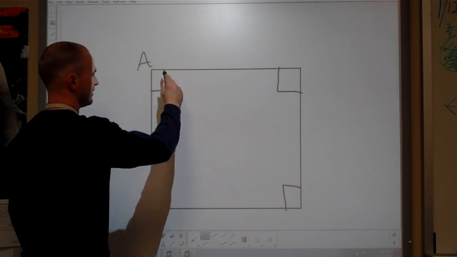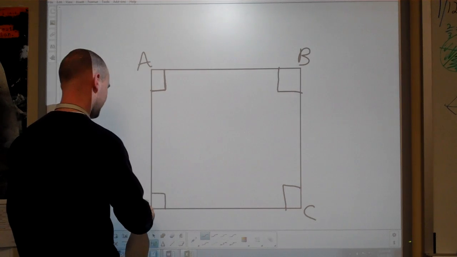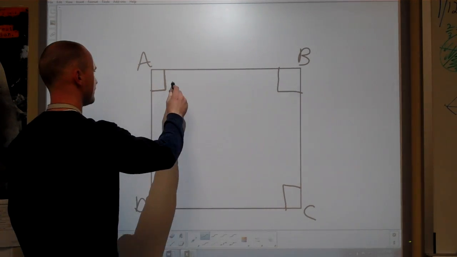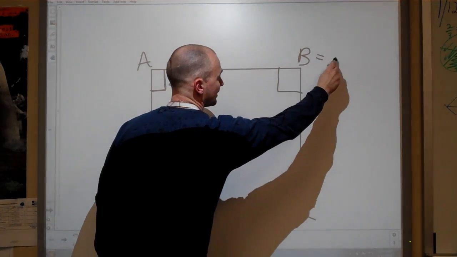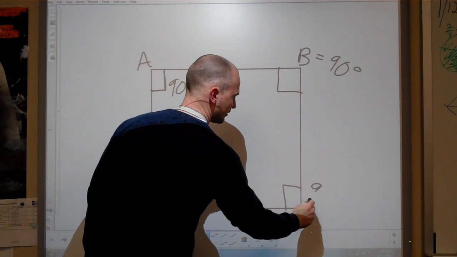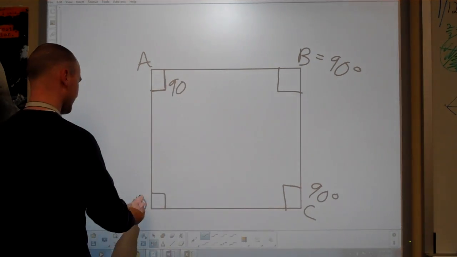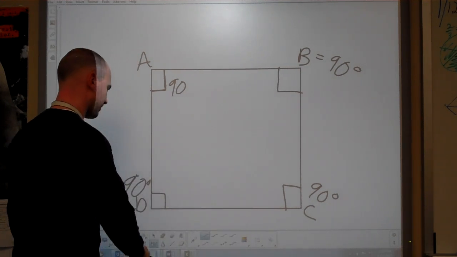So let's go ahead and label this. If this is A, this is B, C, and D. All of these are going to be 90 degrees. So 90, this one is B equals 90 degrees. C would equal 90 degrees, and D would equal 90 degrees. So all of these are 90 degrees.